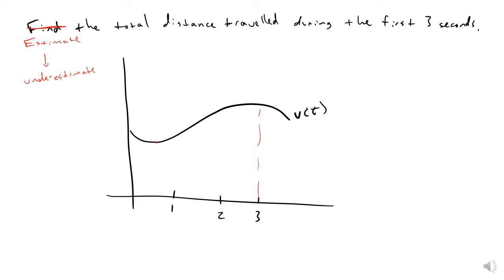Okay, over this interval from 0 to 1, if I want to estimate the total distance traveled during that first second, again, and I want it to be an underestimate, let's just pick this low point and assume that we traveled that same velocity over that entire time interval. Okay, so the area of this rectangle would be your total distance traveled during the first second.